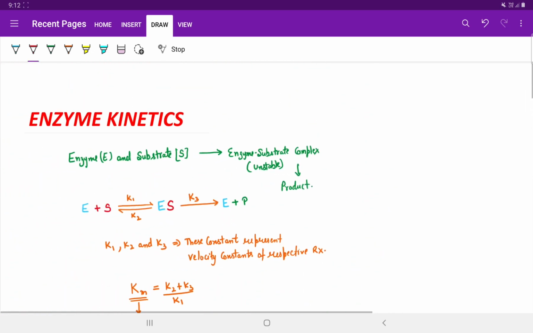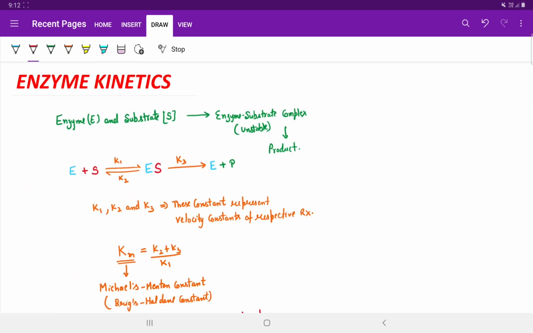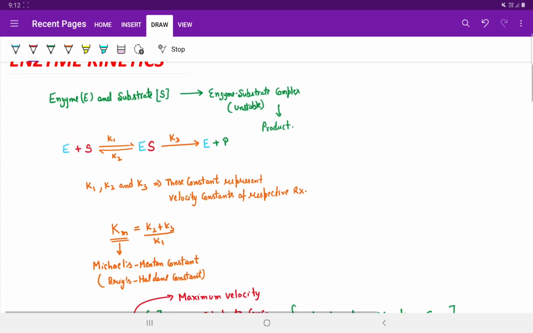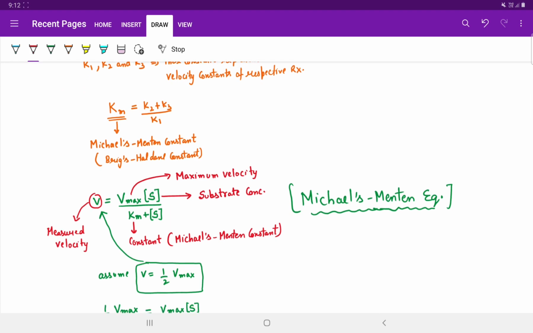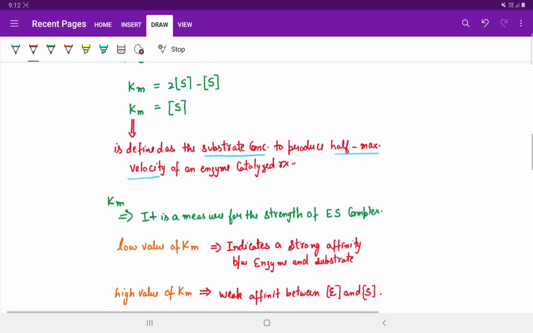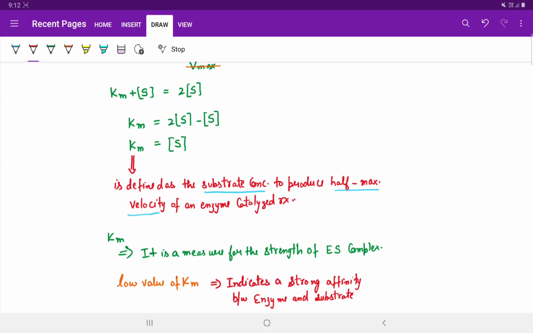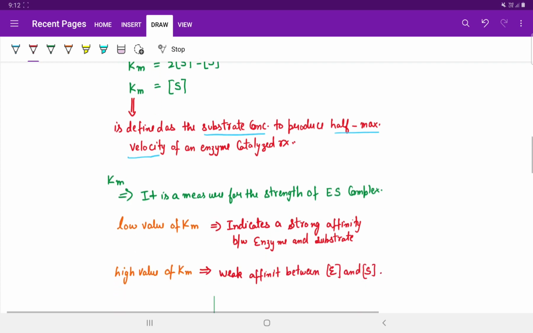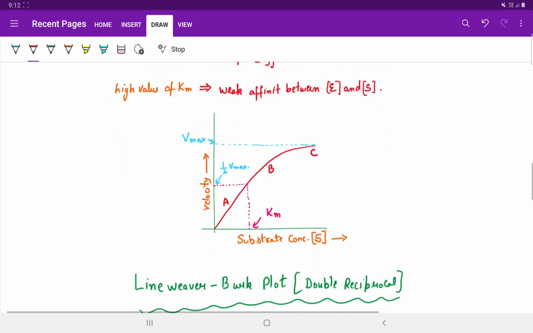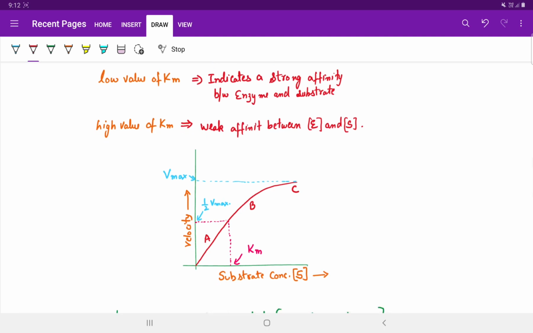So once again we shall revise that enzyme and substrate bind together to form an enzyme substrate complex and ultimately the product. So this reaction is governed by the Michaelis-Menten equation, which helps us know that the value of Km is defined as the substrate concentration that is required to produce half of the maximum velocity of an enzyme catalyzed reaction. So this is the graph that is obtained from the Michaelis-Menten equation.